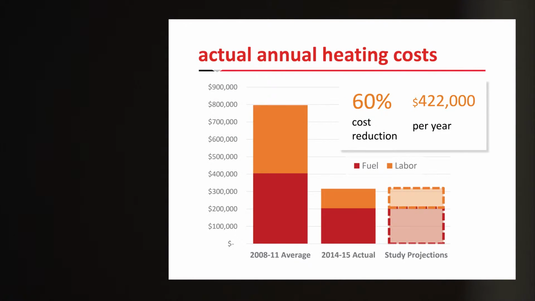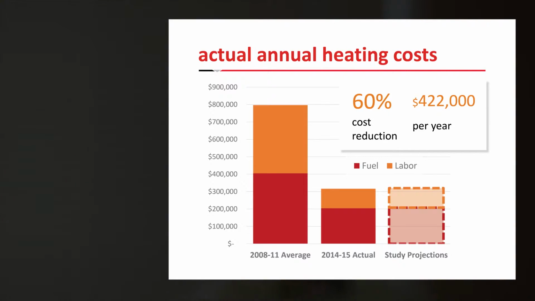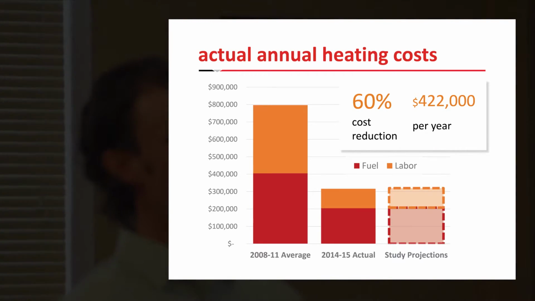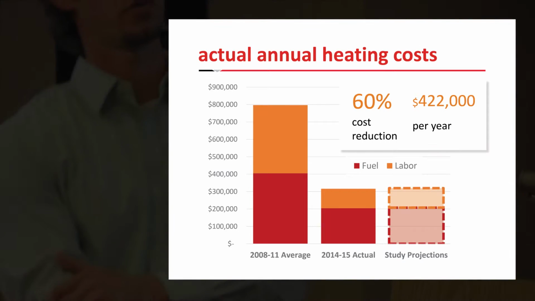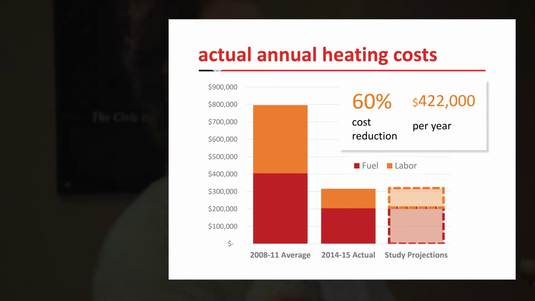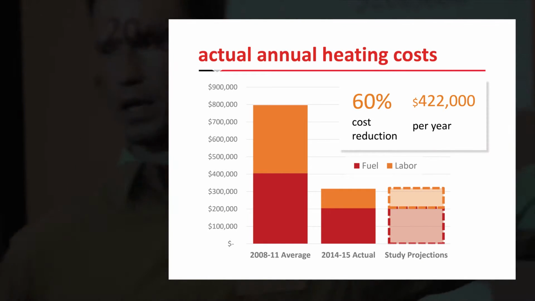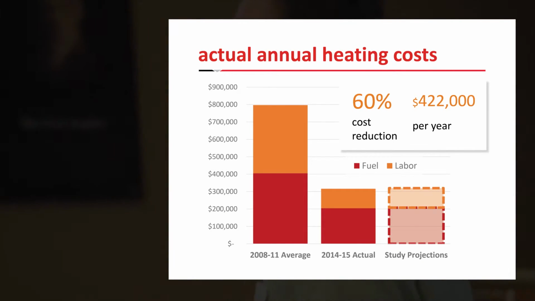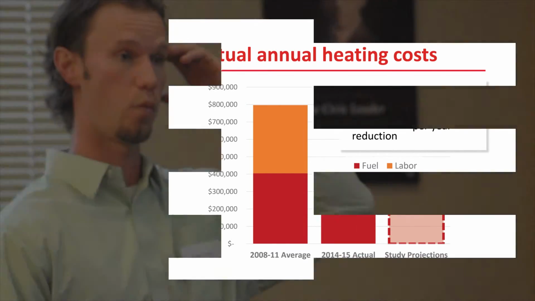We ran some numbers this week, since Chris gave us some actual cost numbers, and we're seeing that there's a 60% cost reduction from the baseline, and that's about $420,000 per year. And this is the 2014, 15 actuals, and it's showing a comparison to our projections. I think our projections were 1% off.